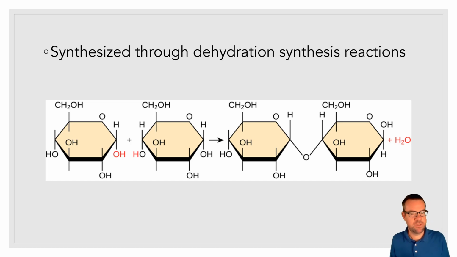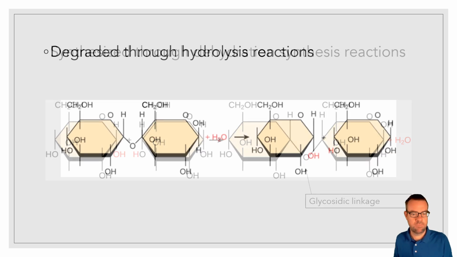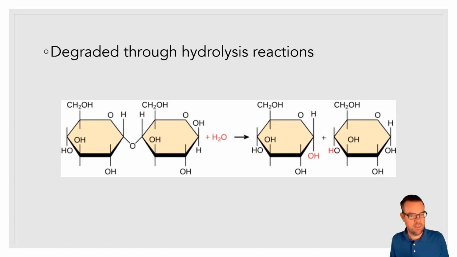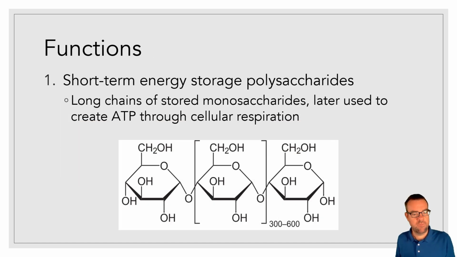Okay, the way they're put together is in dehydration synthesis. So again, we're going to remove a water molecule. The hydroxyl group is going to react with a hydrogen off of another monosaccharide, and it's going to form a disaccharide in this case. That linkage between the two monosaccharides has a special name. It's called a glycosidic linkage. They're also degraded through hydrolysis. We're going to throw that water back in there, the hydroxyl group and the hydrogen, separating out those two monosaccharides from each other.